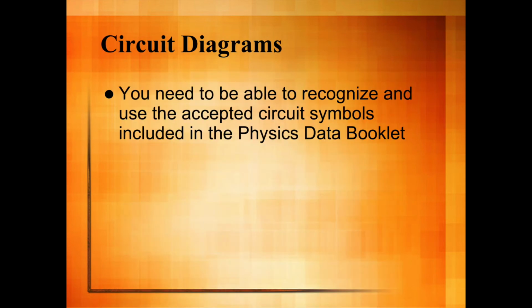When it comes to the circuit diagrams, as I briefly mentioned before, you'll need to be able to recognize and use the accepted circuit symbols in the physics data book. The IB will always use those and set those up relying on those symbols. So if you're ever not sure what something means, you can look it up there. They will follow whether you draw a resistor as a box or whether you draw a resistor as a jagged line. They can follow either one of those. But just make sure that you're fluid in being able to use and recognize either one of those conventions for that.